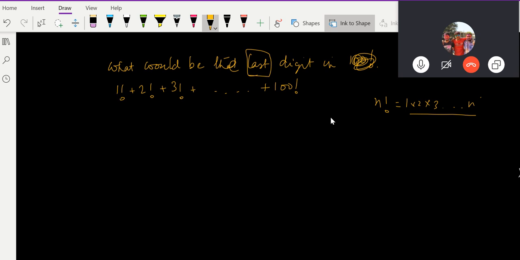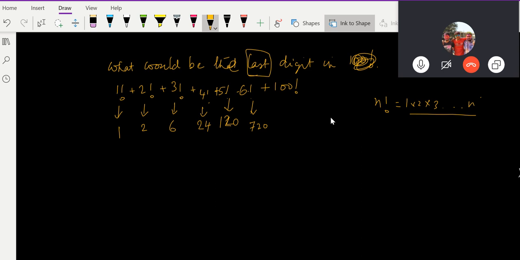Let's try and understand the logic. What is 1 factorial? It's 1. 2 factorial? It's 2. 3 factorial? 6. 4 factorial? 24. And 5 factorial? 120. 6 factorial? 720. So what do you notice?